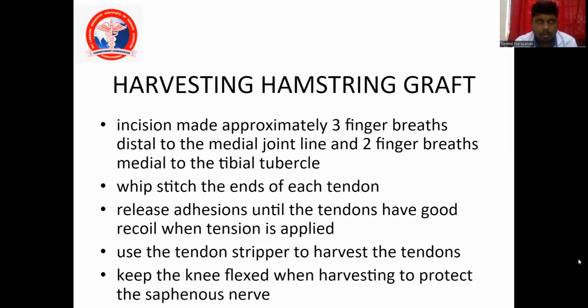So the incision is approximately 3 finger breadths distal to the medial joint line and 2 finger breadths medial to the tibial tubercle. After that, you take the graft, you prepare it, release all those adhesions, loose muscle fibers and everything, and you release the applied tension and you stitch it there with the stitch.